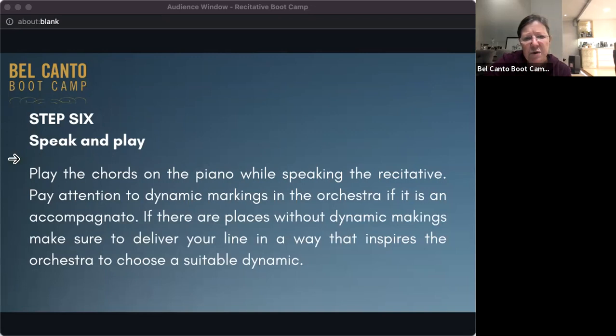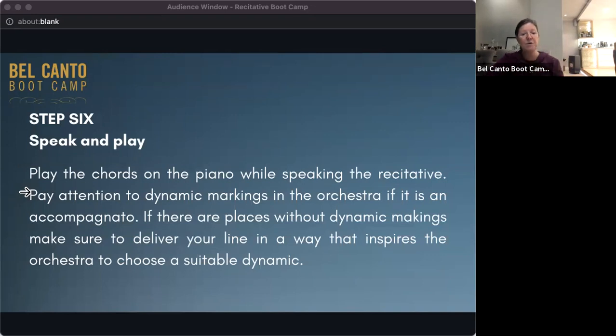If there are places without dynamic markings, make sure to deliver your line in a way that inspires the orchestra to choose a suitable dynamic. Again, this is if you're in an accompagnato. If you decided in your speaking of your recitative that you're going to speak something piano, and now you look at the score and the next entrance of the orchestra is fortissimo, then you probably want to change your mind about it, right?